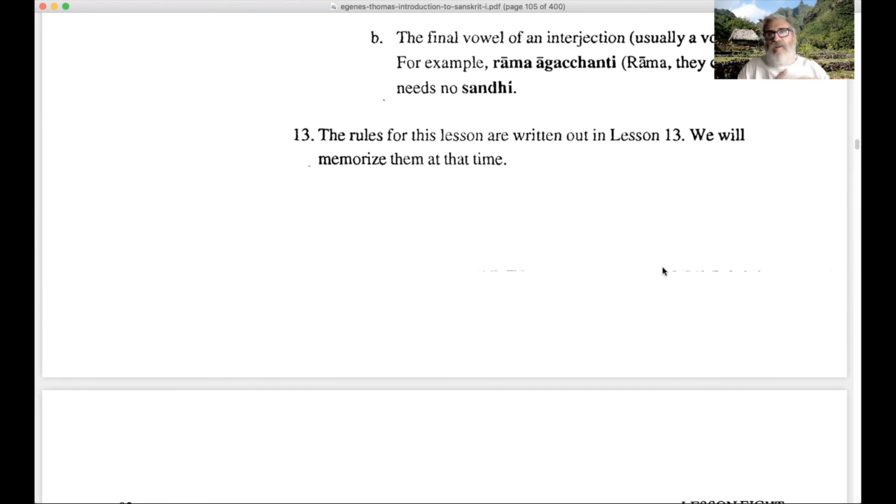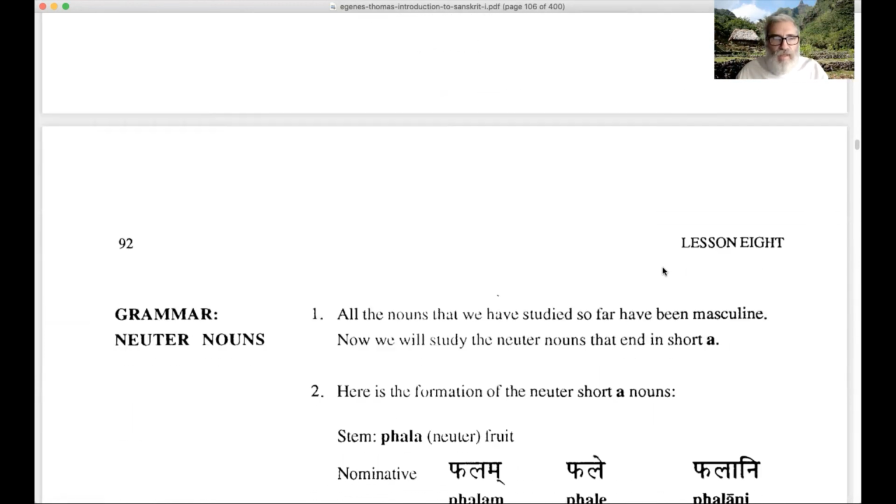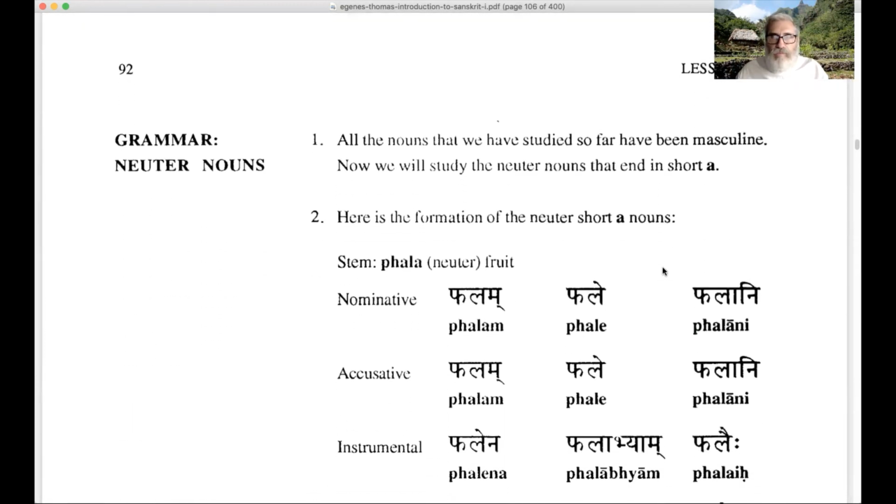The other system which we're going to use is the easy system, not the cheating system. It's the easy system where you just have a chart and you just look it up. Okay, so now that's it for Sandhi, right? That's mostly what we're doing today.